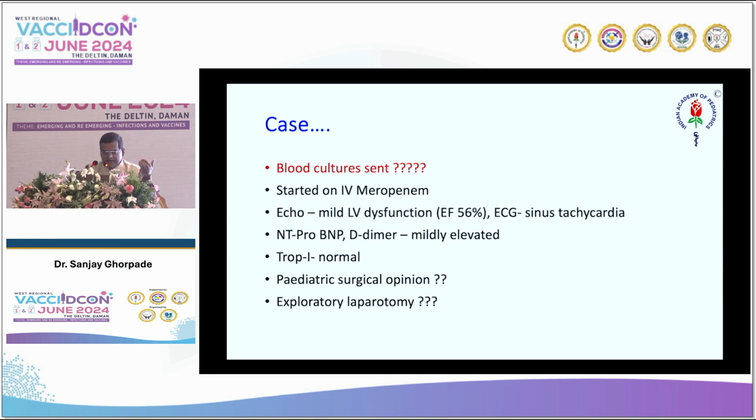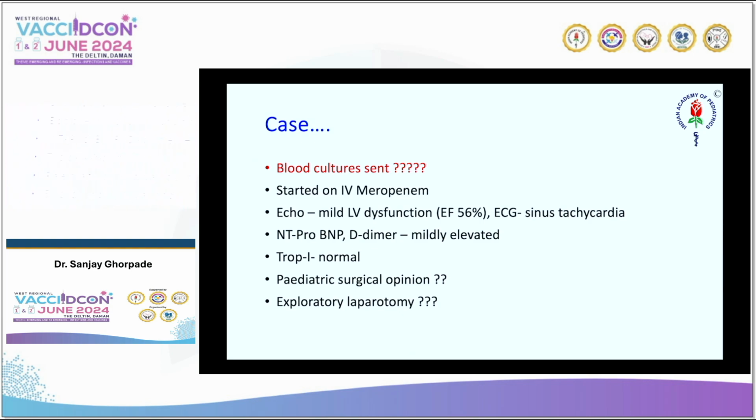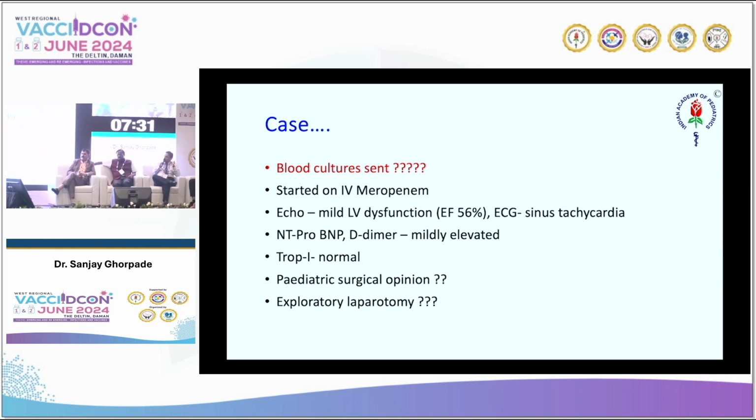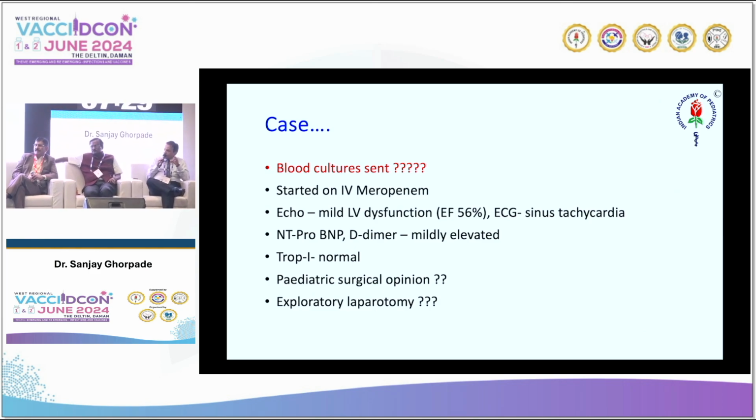And these are the 3 questions: whether to send for blood culture, what could be the probable clinical diagnosis, whether I should take the pediatric surgical opinion or go for exploratory laparotomy. What are the key questions? Yeah, so if you look at this case, it appears that there was an infective pathology which has got complicated and the child has worsened over a short period of time.